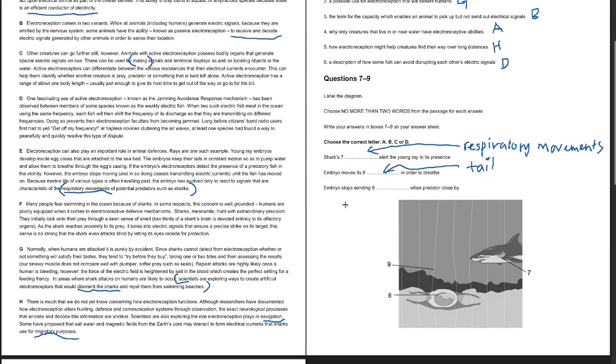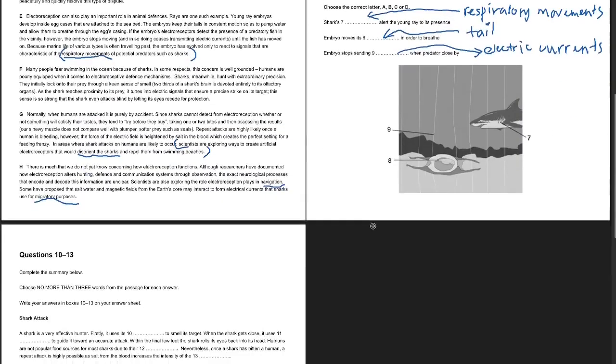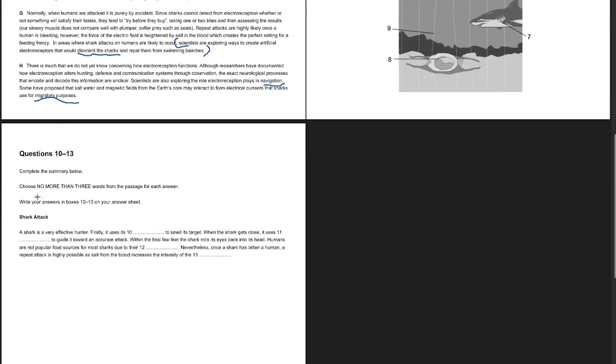Tail. Question 9. Embryo stop sending what when predator close by? So same paragraph again. The embryo stops moving and in so doing ceases transmitting electric currents. So embryo stops sending electric currents. There we go. And now let's move on to question 10 until 13. So complete the summary below. Choose no more than 3 words from the passage for each answer and write your answers in boxes 10 to 13 on your answer sheet.